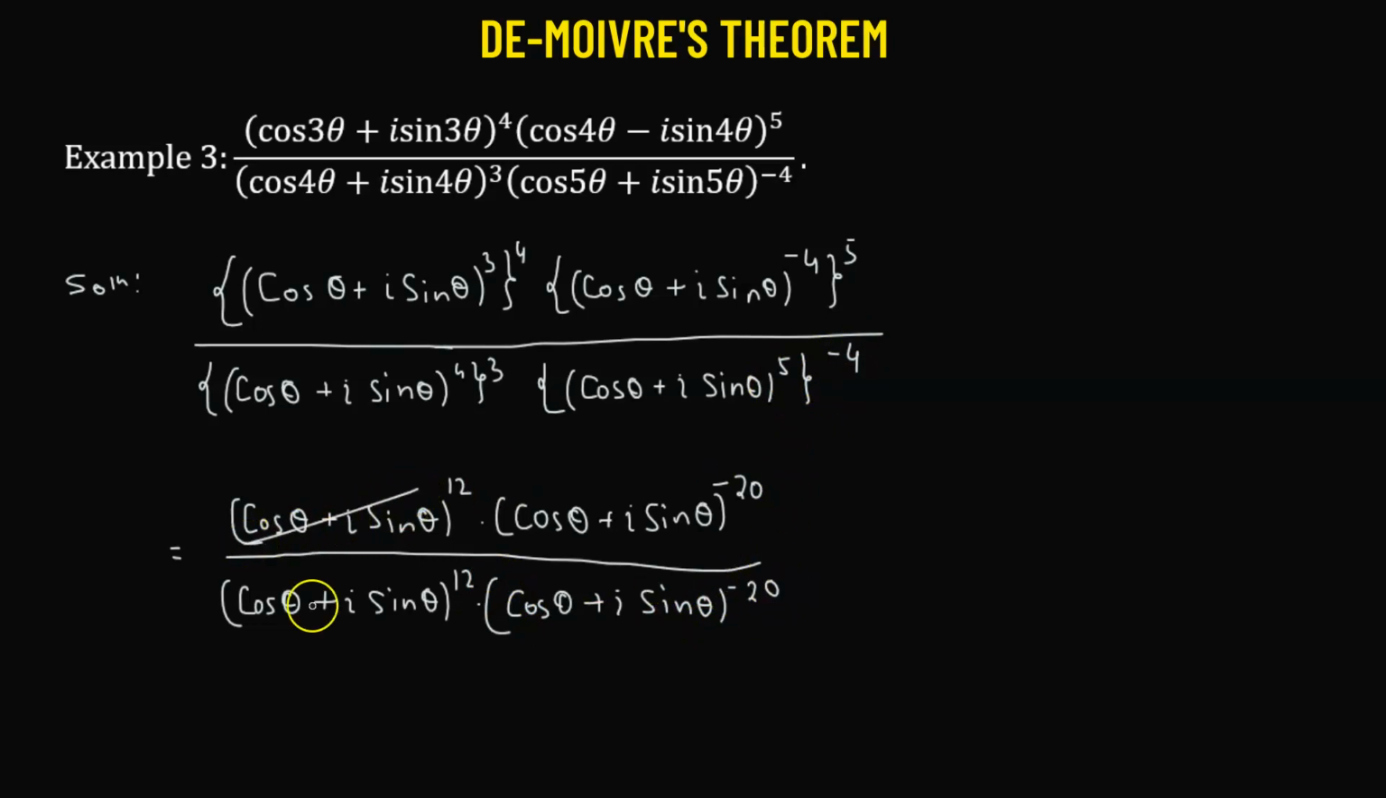So here all the expressions will get factored out and this will leave us with value 1. So that means the value of the given expression is actually simply 1.